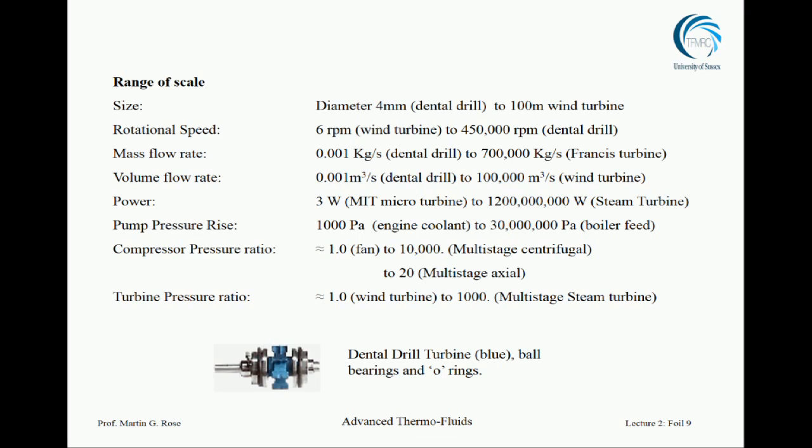So, turbine pressure ratio: wind turbines just about 1, no discernible work at all. Multi-stage steam turbines have a pressure ratio of about 1,000 from boiler feed pump delivery to sub-atmospheric pressure in the condensers of the steam turbines.